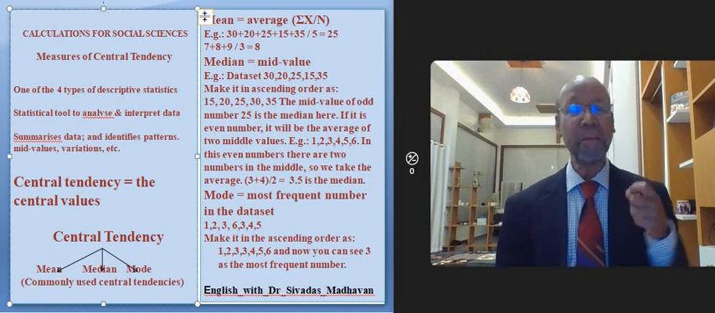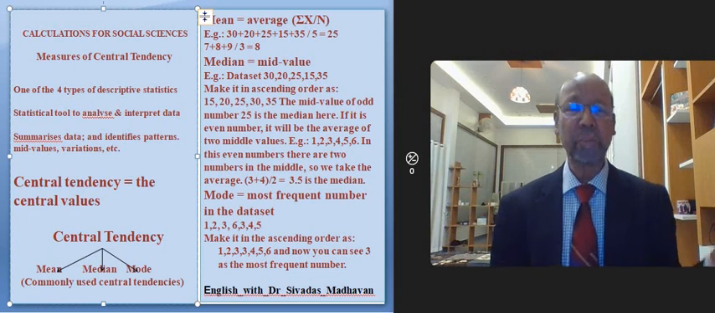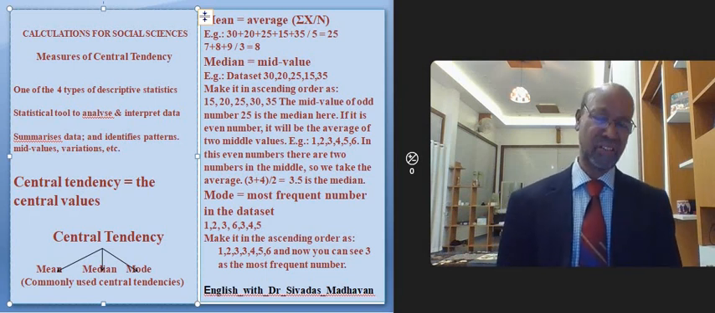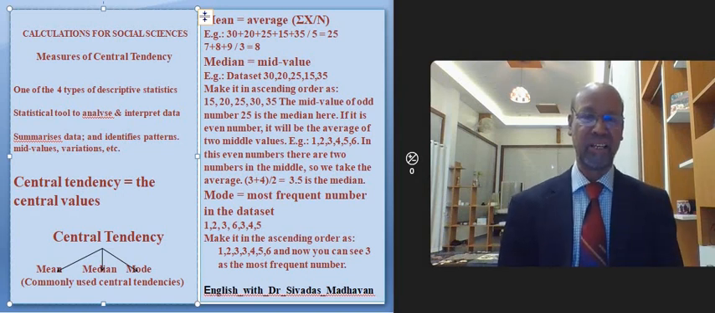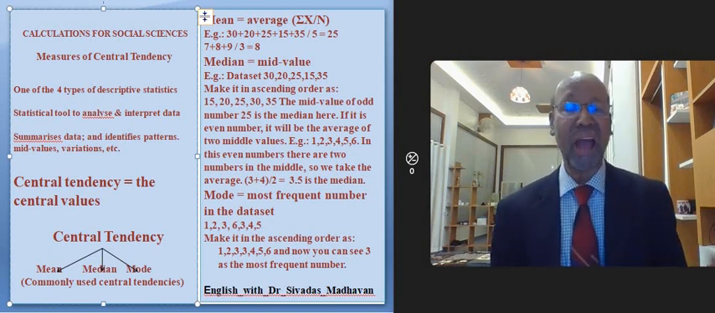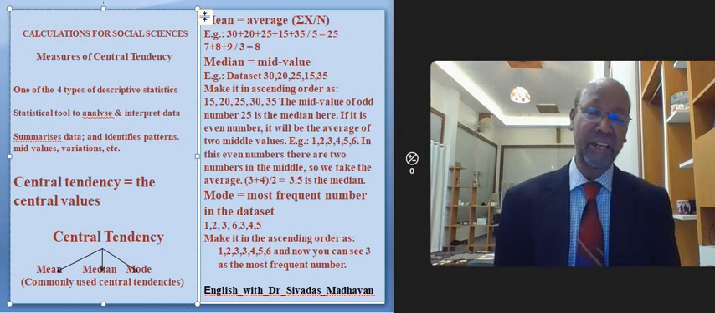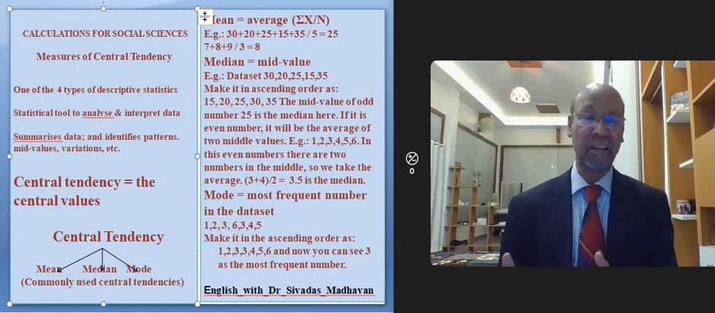So mean is very basic in statistical calculation. Without mean, it is not possible to do many of the statistical calculations. So it is very important in that sense. And the second one is median. Median is a technique of using the mid-value. Mid-value means the value that comes in the middle.